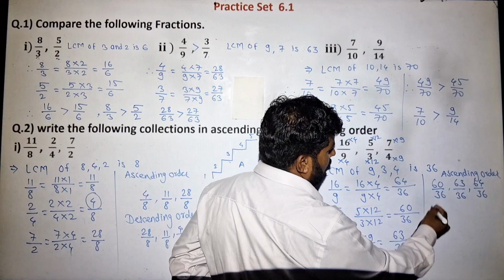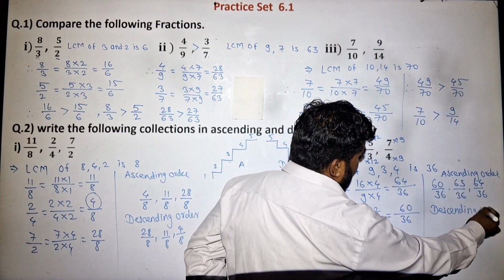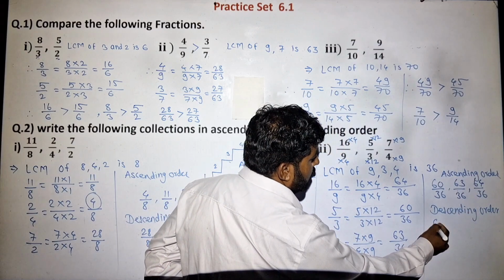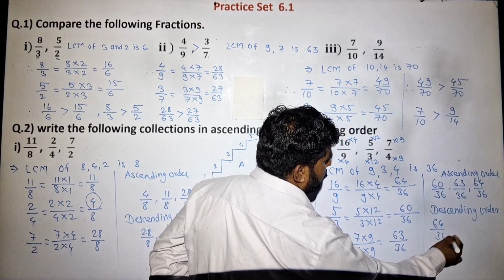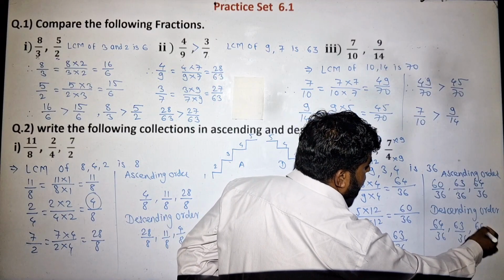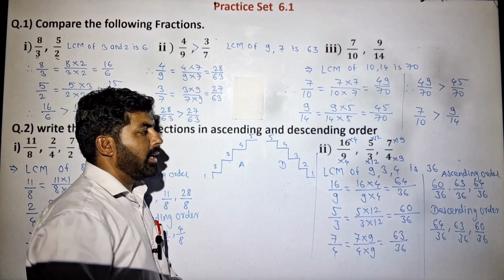How can I write the descending order? Yes, descending order can be written by reversing the fractions: 64 by 36, 63 by 36 and 60 by 36. In such a way we can write this.